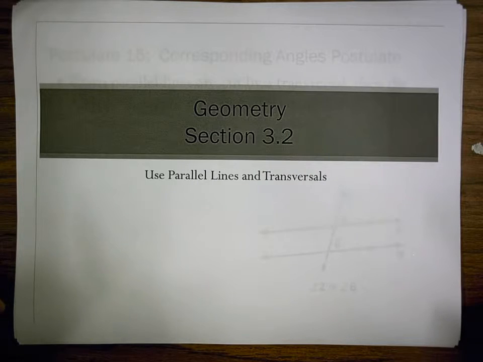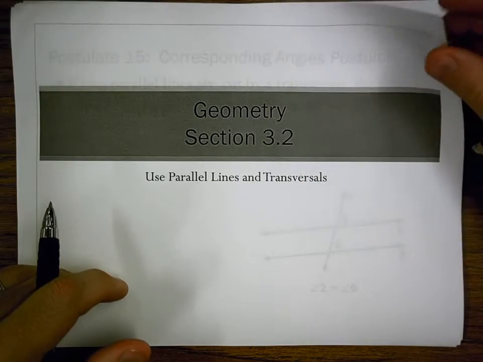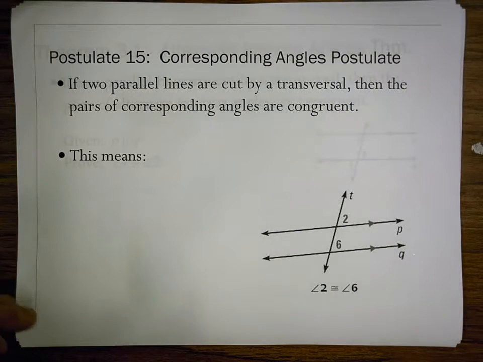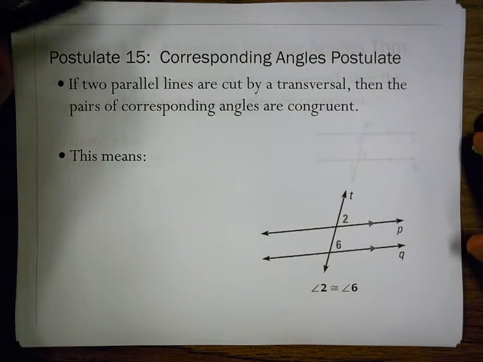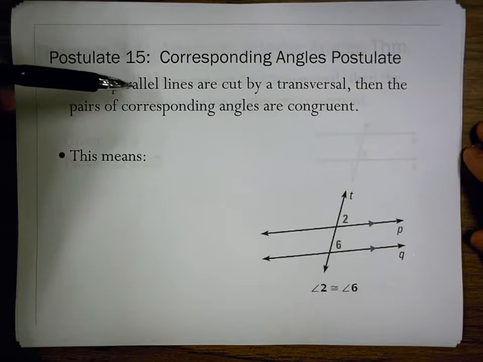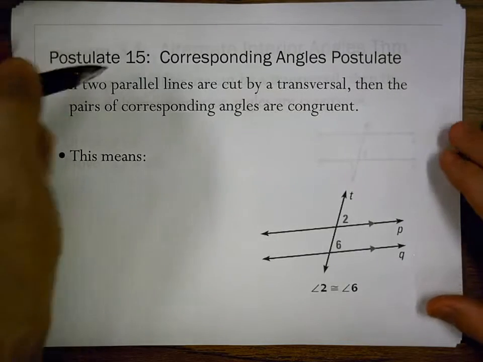In section 3.2, we're using parallel lines and transversals. We're taking the angle pairs we looked at in section 1. We're going to take into account now that the lines are parallel and look at the behavior that occurs. So our first postulate is the corresponding angles postulate, which says if two parallel lines are cut by a transversal, then the pairs of corresponding angles are congruent.